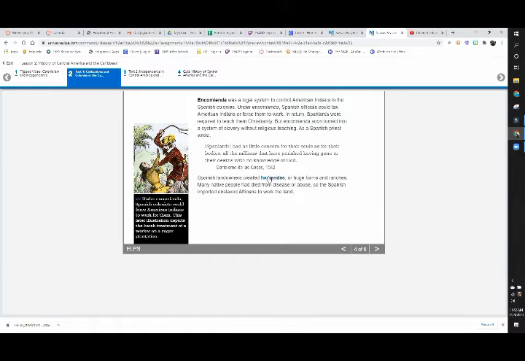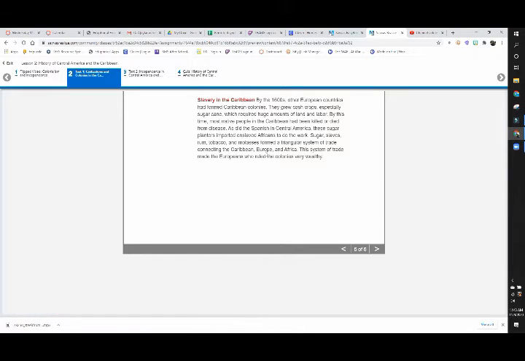Spanish landowners created haciendas, or huge farm ranches. Many native people died from disease or abuse. That's going to be important: from disease or abuse.